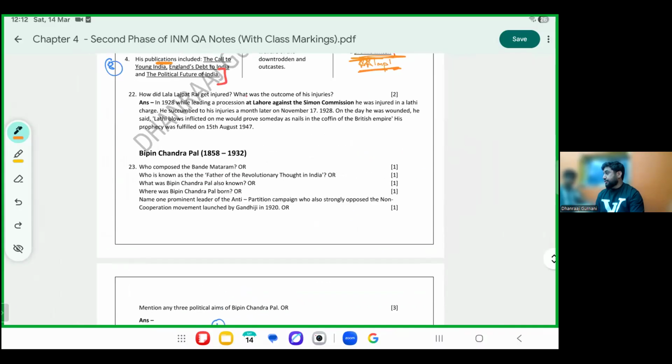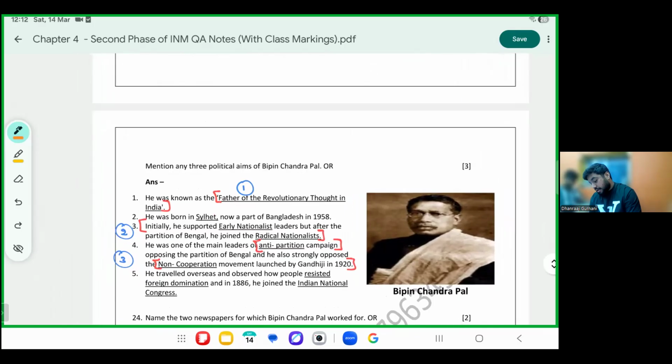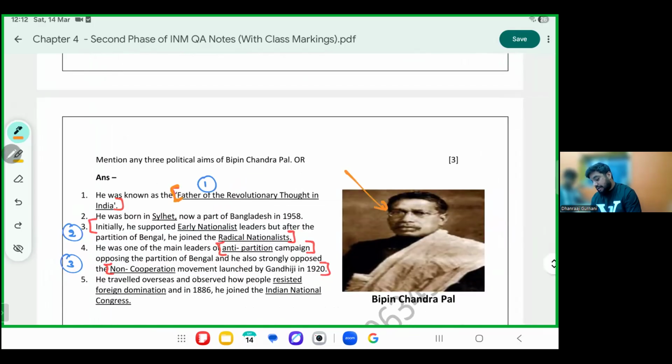Last leader, then I'll just complete the recording. Till that time, you can copy down. Bipin Chandra Pal, father of revolutionary thought in India. Initially, he was an early nationalist, but after partition of Bengal, he became an assertive nationalist. He was a part of the anti-partition campaign for the partition of Bengal. He also had joined the non-cooperation movement started by Gandhi.